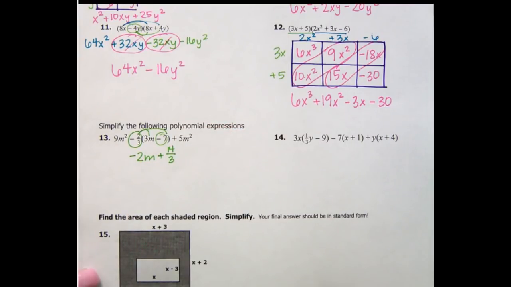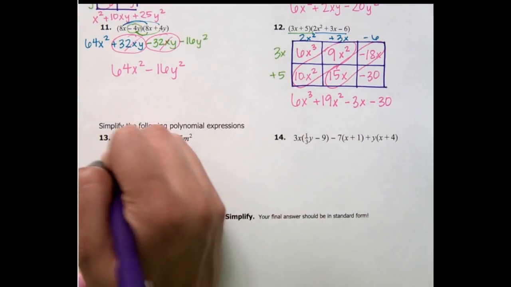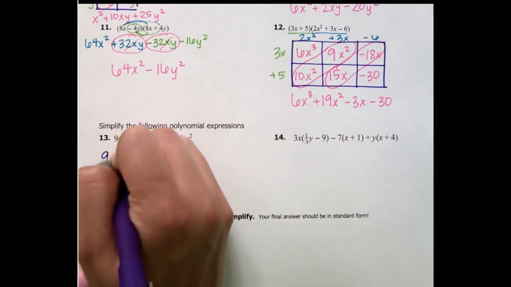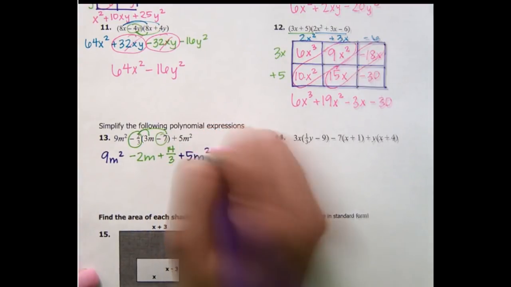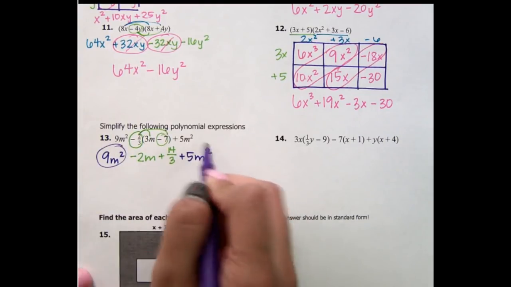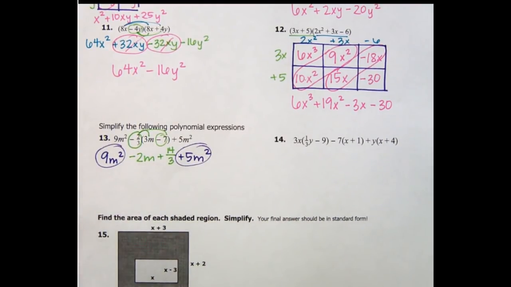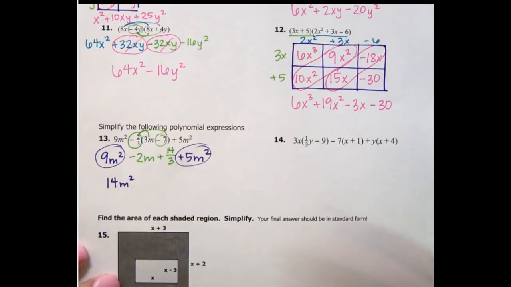Now, these 2 things up at the front and at the back, I didn't touch, so I just bring them down. So 9m squared plus 5m squared. Well, now I just combine like terms. I have to distribute first, but now I just combine like terms. These are my 2 like terms. We start with our biggest exponent. 9 plus 5 is 14. Don't forget the variable, m squared.